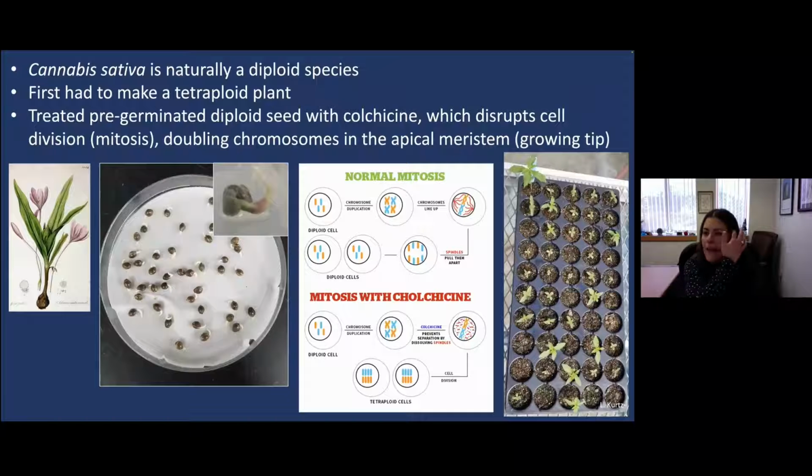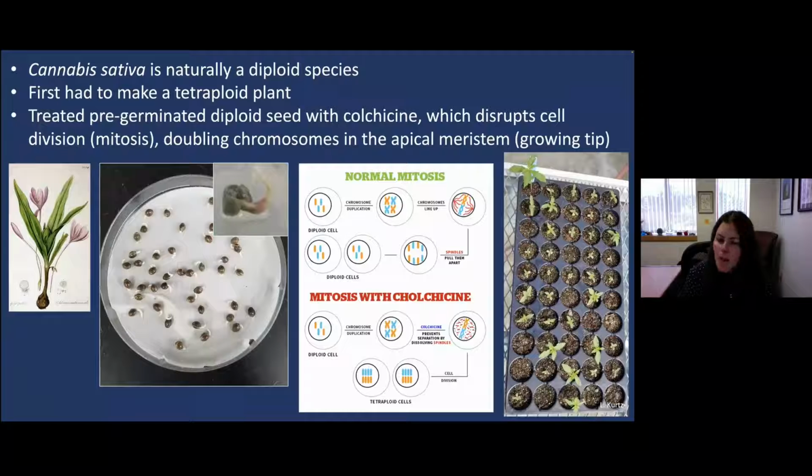So as I mentioned, cannabis is naturally diploid. So in order to make a triploid, we first had to make a tetraploid. We had to double the number of chromosomes or double the DNA in a diploid plant to make a tetraploid plant. My lab utilized a method using pre-germinated seeds and the chemical colchicine, which actually comes from a plant.